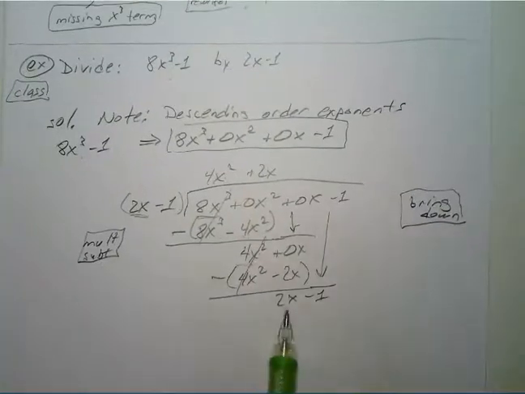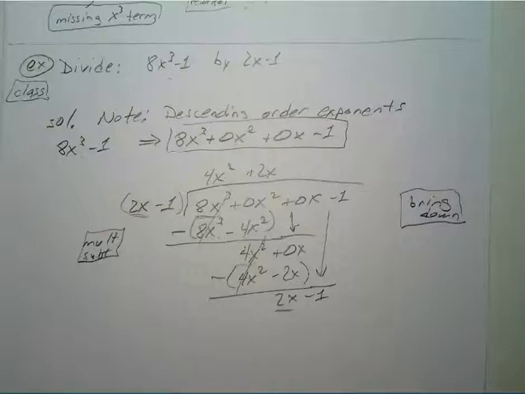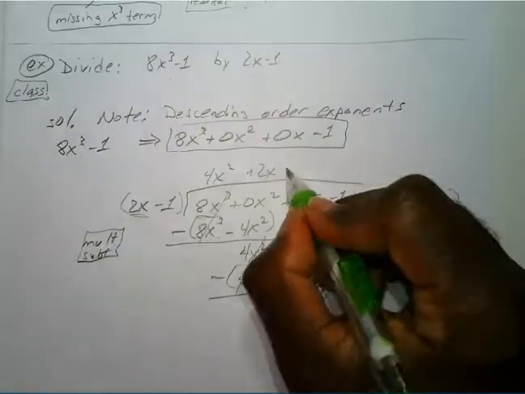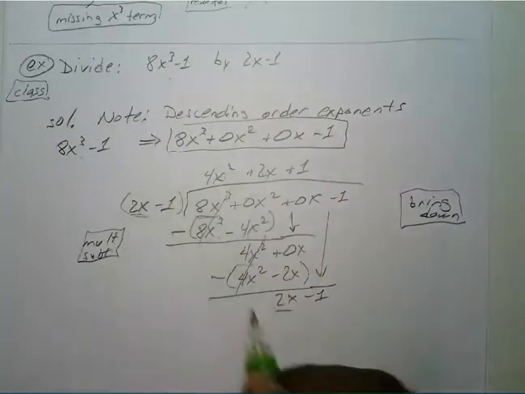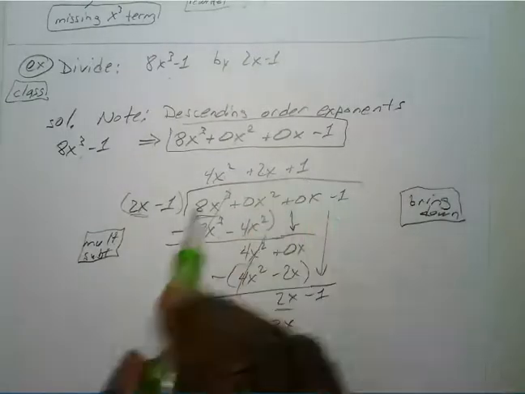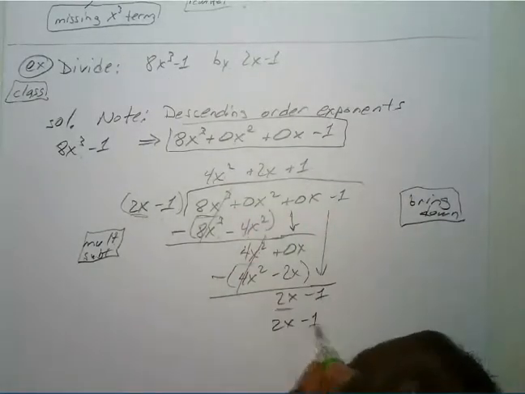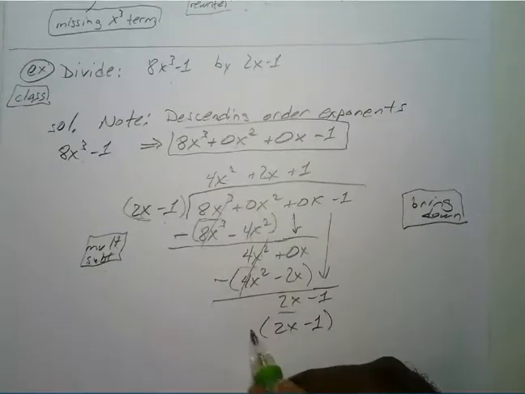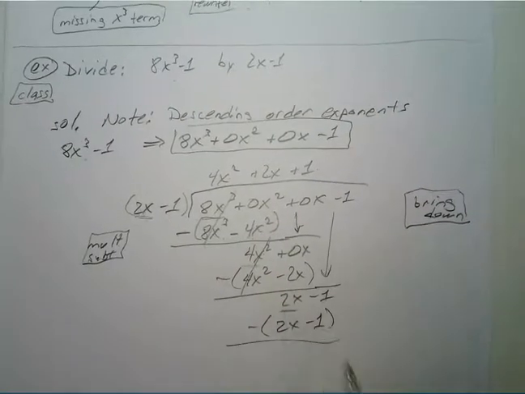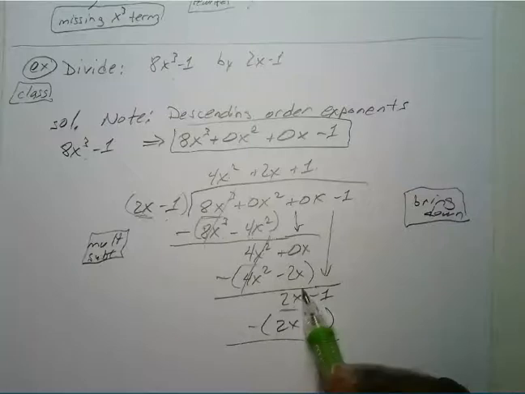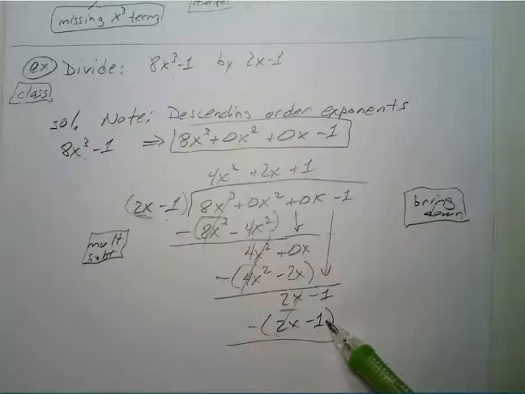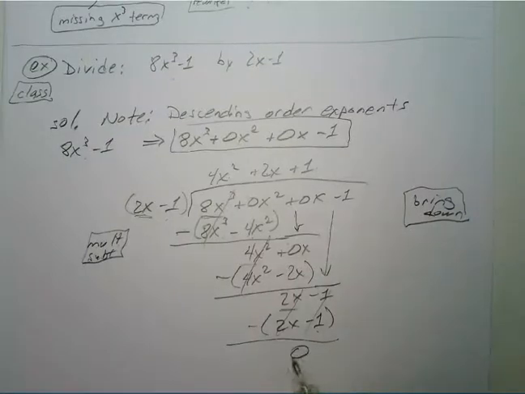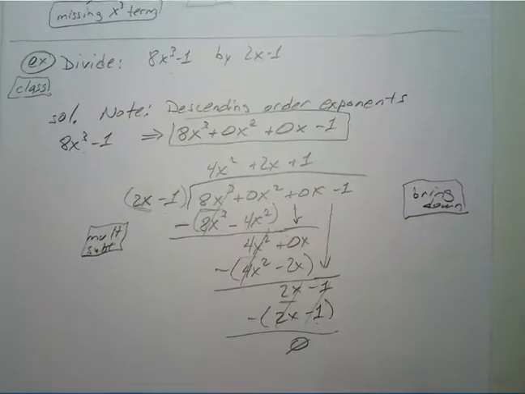Okay, so last goal is to get rid of this 2x. What times 2x will give us 2x? 1. Okay, so 1 times 2x is 2x. And 1 times negative 1 is negative 1. So we multiply. Now we subtract. 2x minus 2x is 0, so that disappears. Negative 1 plus 1, remember that's distributed, is 0, so that disappears. So our remainder is 0.